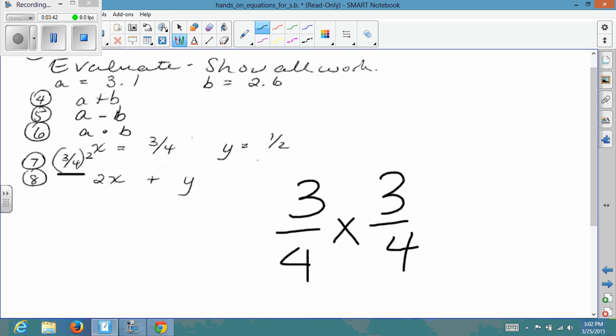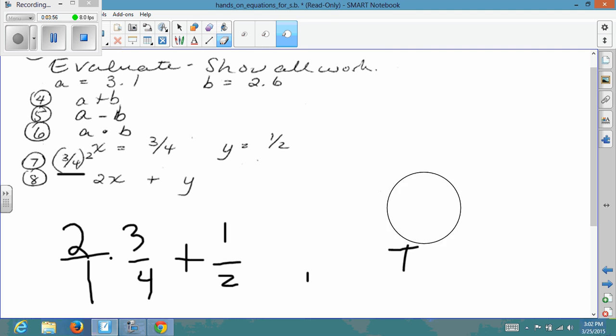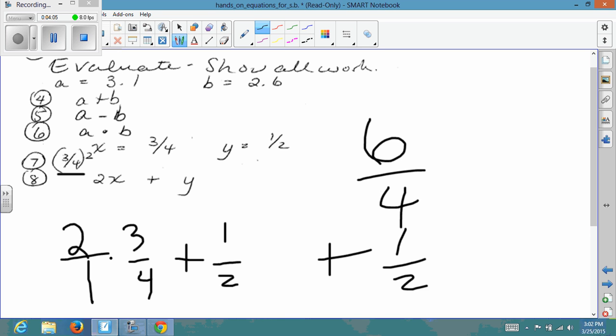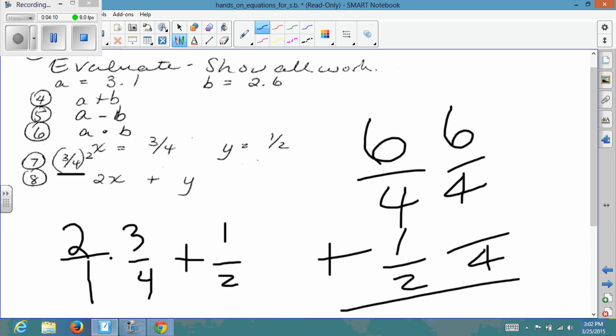Okay, and then the last one, I'm going to do 2 times 3/4, and remember, I'm going to put a 1 under here because it's 2 over 1, plus 1/2. So I do the math on each of them. So I do the math with 2 times 3/4, and that'll be 6/4. So I have 6/4 plus 1/2. And remember, before you can do fractions, you have to have a common denominator. So it's going to be 6/4 plus 2/4. You get that, you add it up, and you simplify it.